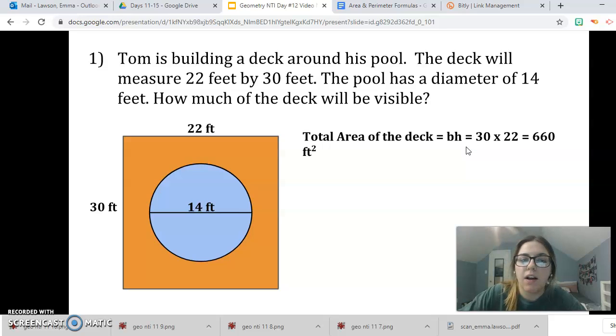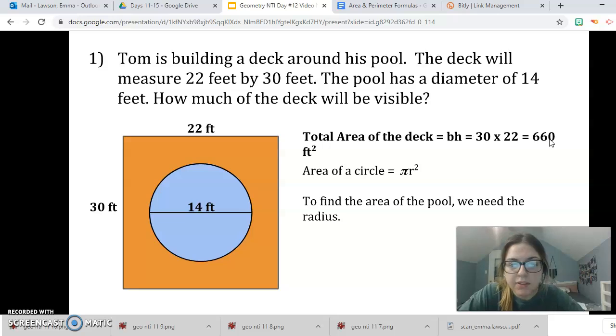Okay, so obviously in this problem, we have 2 shapes here. We have a rectangle, and we have a circle. So to find the area of that rectangle, we do base times height, which is 30 times 22, and we get 660 feet squared, right? So we have found the area of one of our shapes.